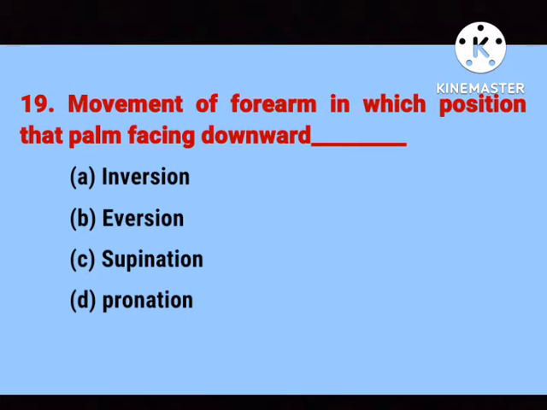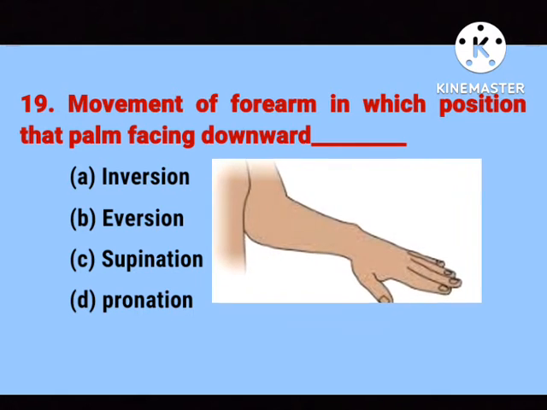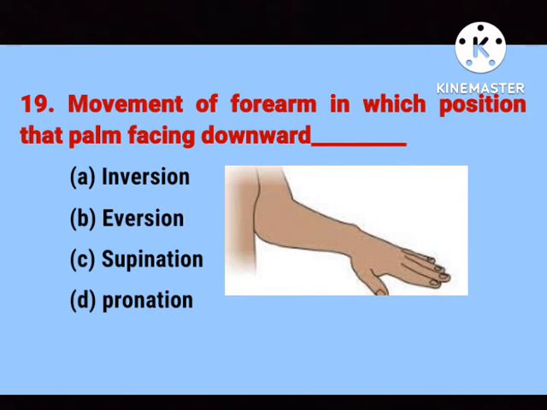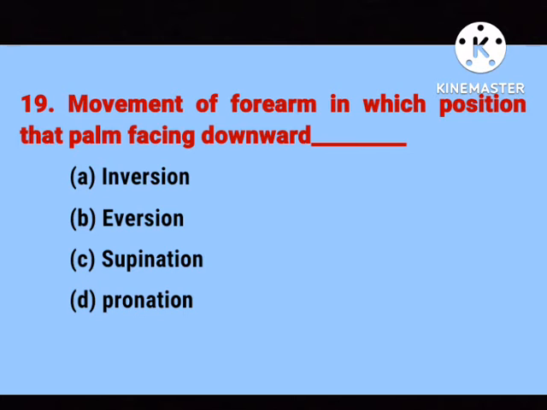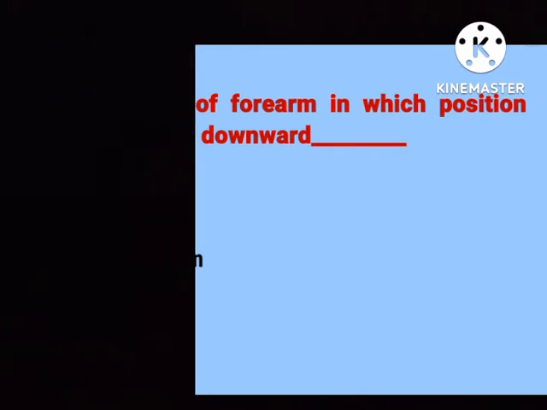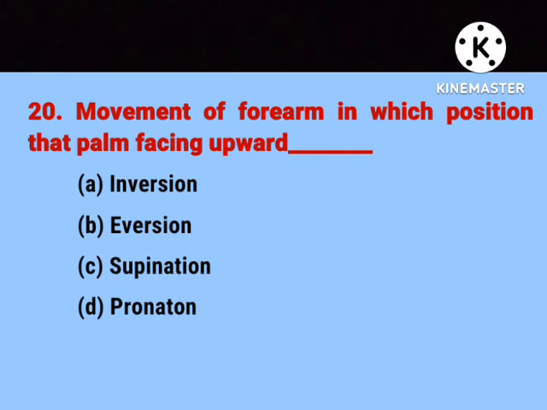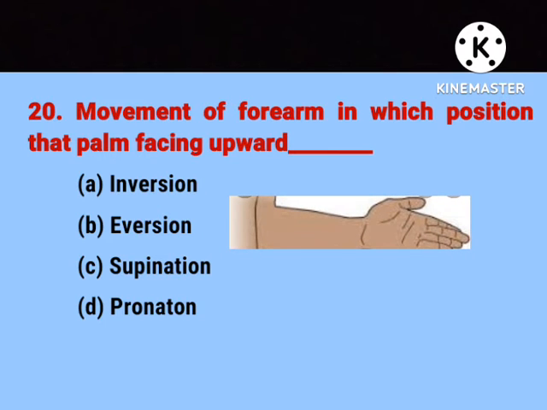Movement of the forearm in which the palm faces down is known as: A. Inversion, B. Eversion, C. Supination, D. Pronation. The movement of the forearm which causes the palm to face upward is known as: A. Inversion, B. Eversion, C. Supination, D. Pronation.